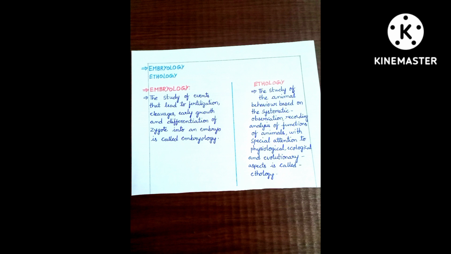Next are embryology and ethology. Here we will discuss the difference between embryology and ethology. The study of events that lead to fertilization, cleavages, early growth and differentiation of the zygote into an embryo is called embryology. Fertilization means the process of combining the male gamete or sperm with the female gamete or ovum. The product of fertilization is a cell called a zygote. In cleavage, cell division takes place, especially of a fertilized egg cell. An embryo is defined as an unborn offspring that is under development.